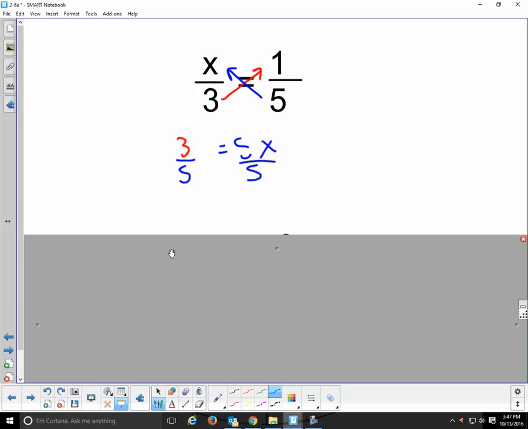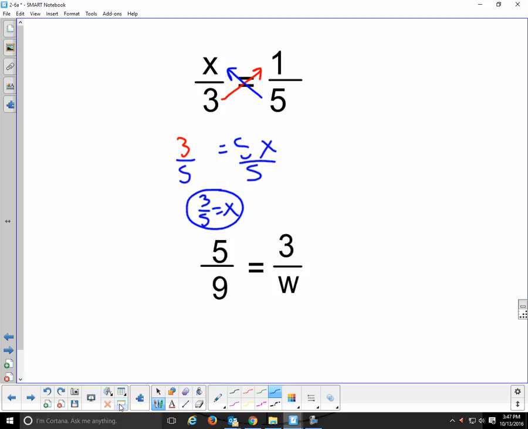I've got my answer, 3/5. 3/5, which really is, what, 0.6. But if you can't find a nice number, another way to do it is to cross multiply and then divide to get x all by itself.